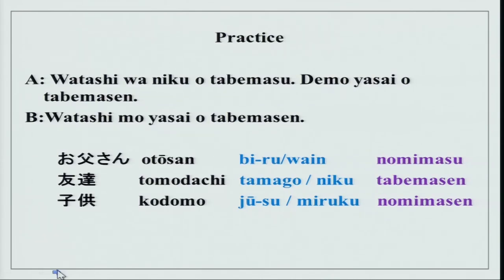私は肉を食べます。でも野菜を食べません。私も野菜を食べません。Now, for 私 again, you can replace it with any of this over here. And for the noun, 肉 and 野菜, as is given in the example, you can replace it with beer, wine, or 卵, or juice, milk. So you can see that it belongs to a certain set. It's beverages over here. This is non-vegetarian food over here, and this is something that you drink. So accordingly, you will use the verb in these sentences.